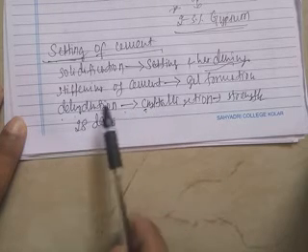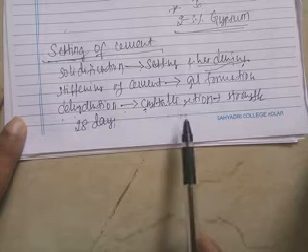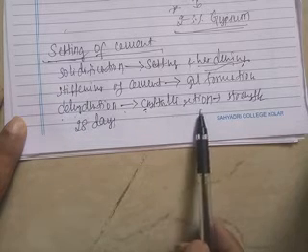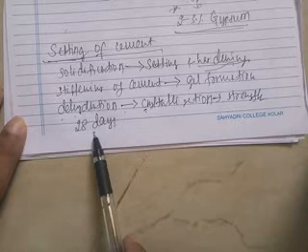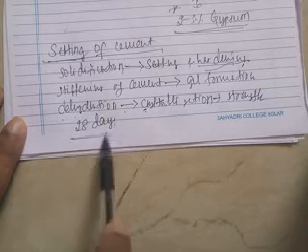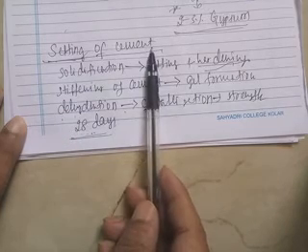This hydrolysis and crystallization increases the strength and hardness of the cement. This entire process requires 28 days. That is called the setting of cement.